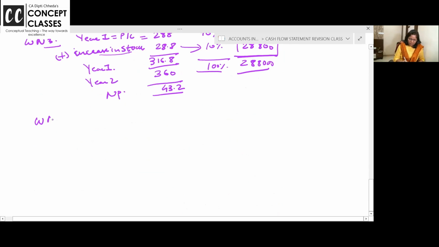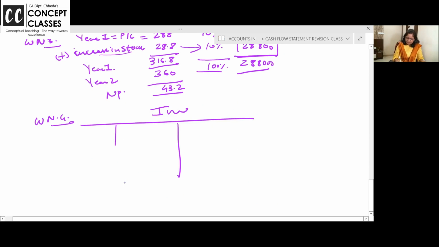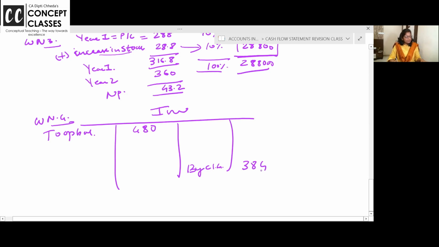Now I'm preparing working note 4. Investment account. Very quick with me. Investment account opening balance 480. After 3 or 4 lines, closing balance 384. Now, third adjustment. Some investments are sold at a profit of 48,000. Oh, and this profit is credited to capital reserve. So investment account debit to capital reserve, 48.